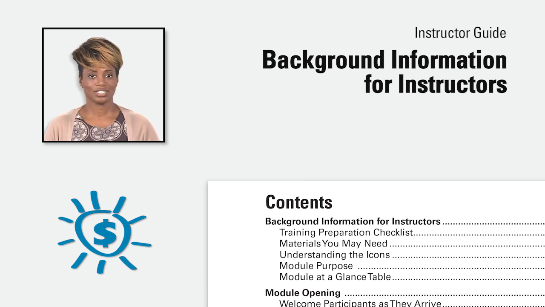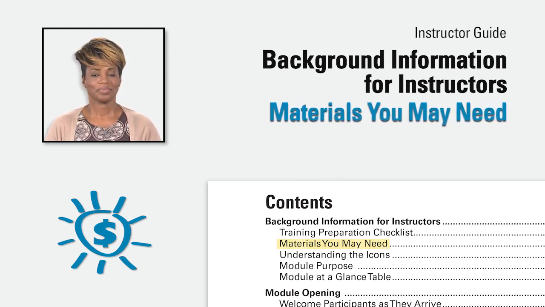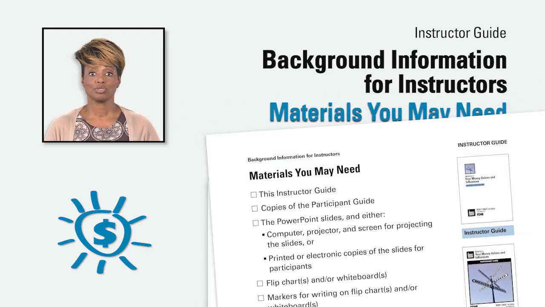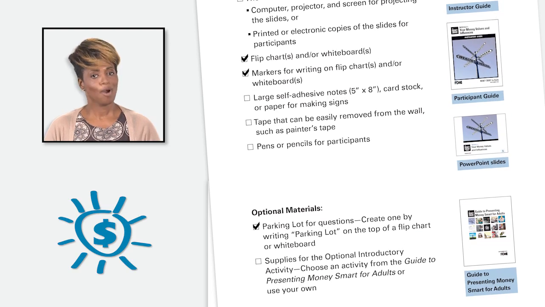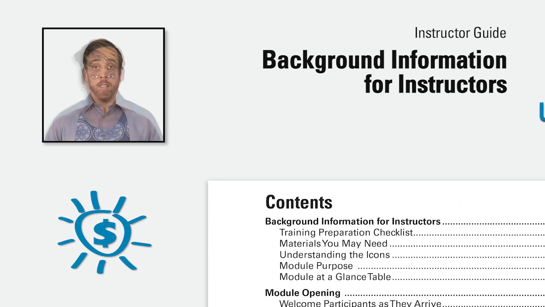Next in the background section is Materials you may need. It contains a list of materials you may need to present the module, such as markers and whiteboards and a parking lot to capture questions participants ask during training.